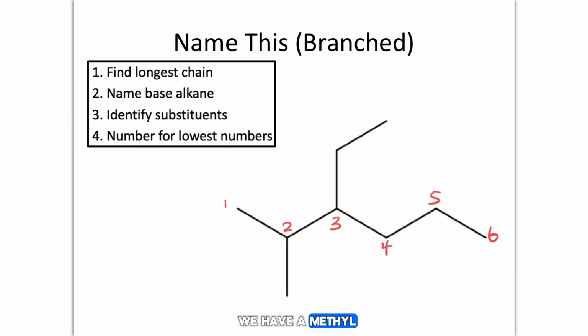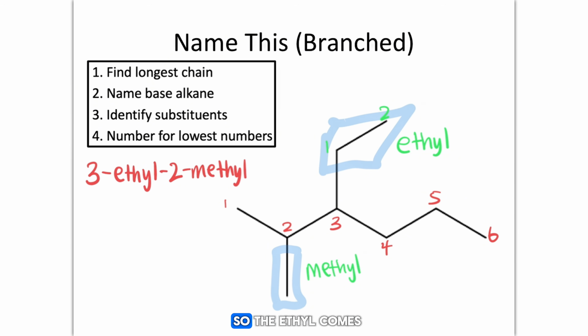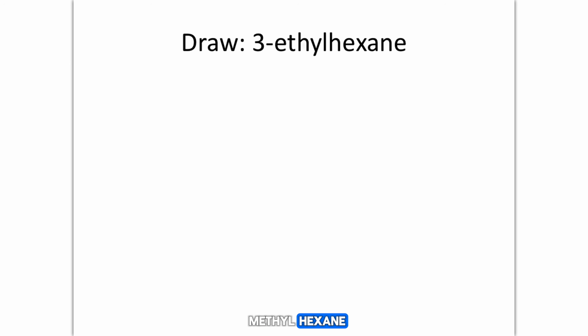This chain is also 6 carbons long. We have a methyl branch at carbon 2, and at carbon 3, there's an ethyl branch. We list the names of the branches in alphabetical order, so the ethyl comes first. 3-ethyl-2-methylhexane. Let's try drawing one for ourselves.